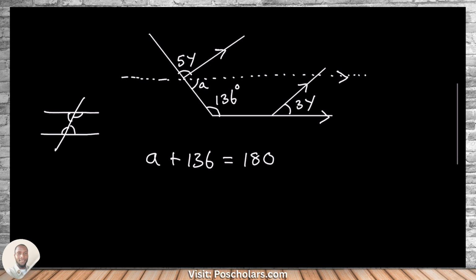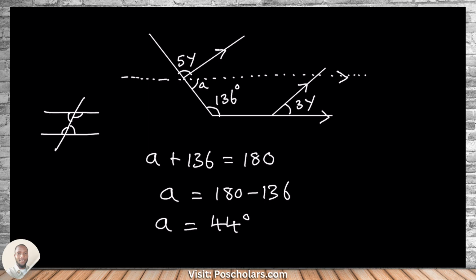Definitely, when you subtract 136 from both sides, we have that A is equal to 180 minus 136, and 180 minus 136 gives 44 degrees, right? Now we have gotten the value of A, which is what? 44. Take note, this angle is 5y, this angle is unknown for now, while this angle is A, which is 44. We have gotten it. Now we have to find this.